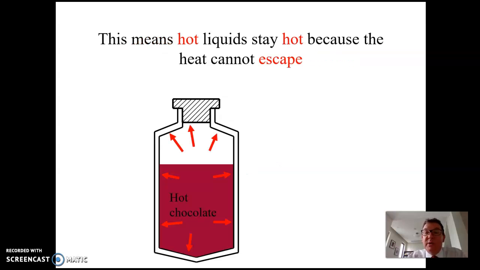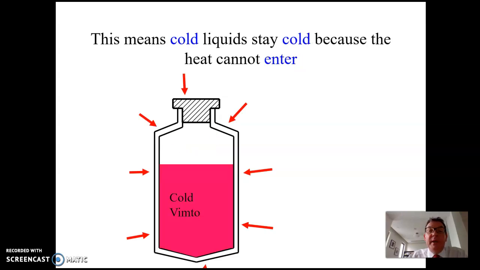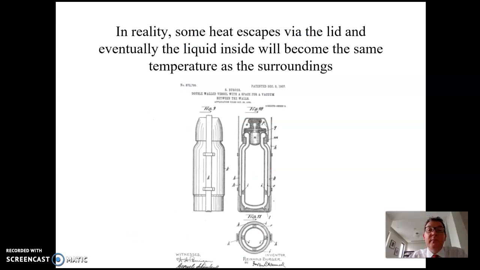So that means that hot liquids stay hot because literally the heat can't escape. It can't escape by convection, it can't escape by conduction, it can't escape by radiation. Now, that also means, of course, that heat can't enter either. So these vacuum flasks not only can keep hot drinks hot, but they can keep cold drinks cold. So if you've got cold Vimto in there, it will stay cold because the heat can't enter.